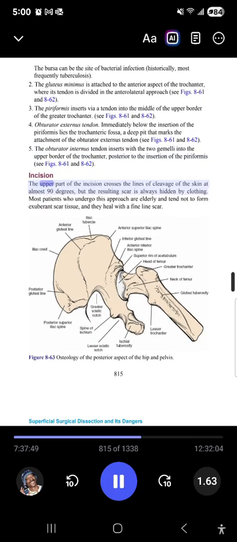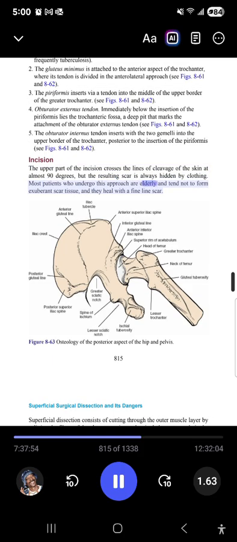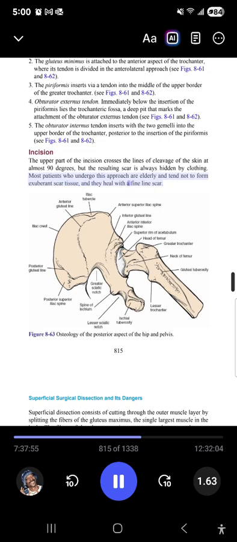Incision. The upper part of the incision crosses the lines of cleavage of the skin at almost 90 degrees, but the resulting scar is always hidden by clothing. Most patients who undergo this approach are elderly and tend not to form exuberant scar tissue, and they heal with a fine line scar.